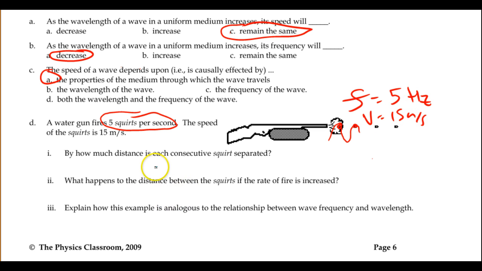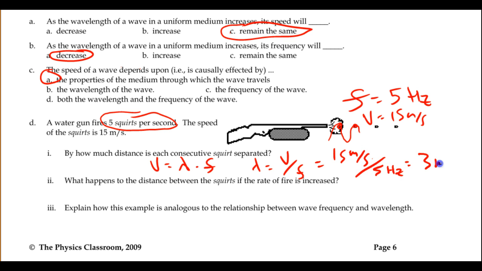So if we're looking for the wavelength, again, the speed is equal to the wavelength times the frequency. So therefore the wavelength is equal to the speed divided by the frequency. So that's going to be 15 meters per second divided by 5 hertz. That's 3 meters for this particular in-between length of the squirts.